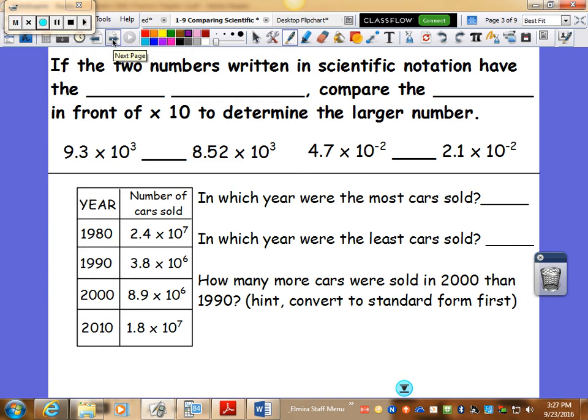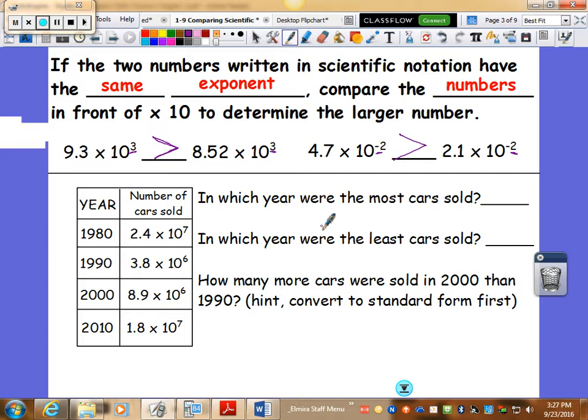All right, what if they have the same exponent? Well, then at that point you would be looking at the number in front of your times 10, because then your units are the same. So the exponents are both 3 in this question, so then it's either 9.3 or 8.52. So 9.3 would win there. -2 exponents for both of these. So the larger number is 4.7, and that would win. Okay, that would be larger.